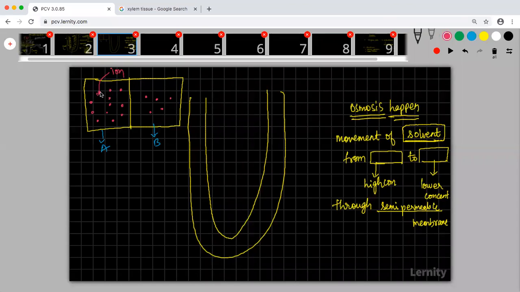Salt, I have put salt. Let us say this is salt water. This part is having salt. These red color particles are all salt. Here these red color particles are all salt. Where is the water concentration maximum, I am asking?